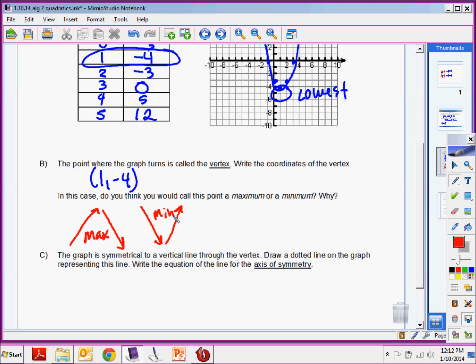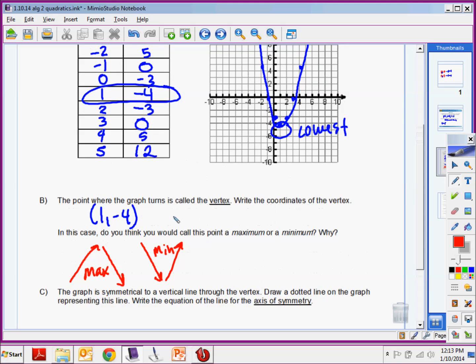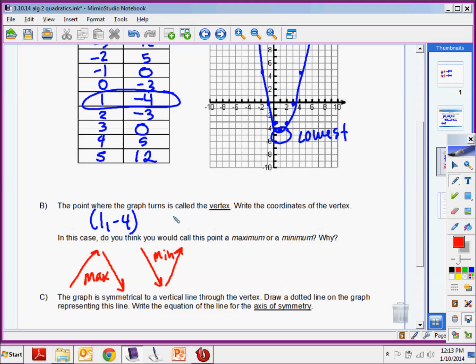So, it says, how would you call this point, a maximum or a minimum? What would this be? A minimum, because what is our function doing? Decreasing, then increasing. It's decreasing, then it's increasing.